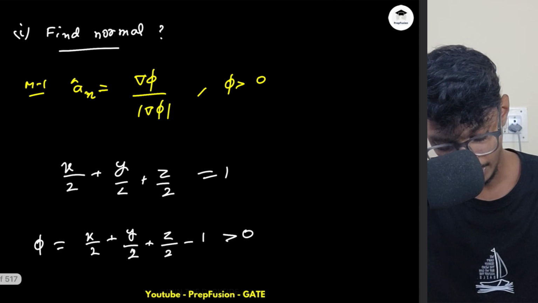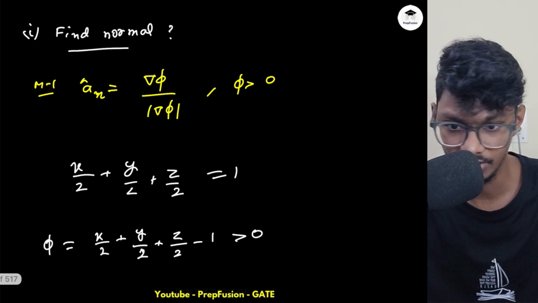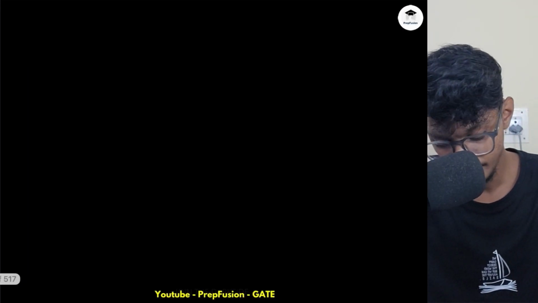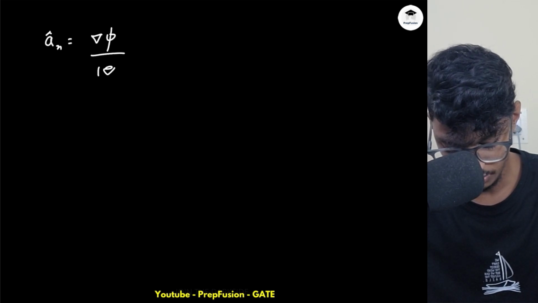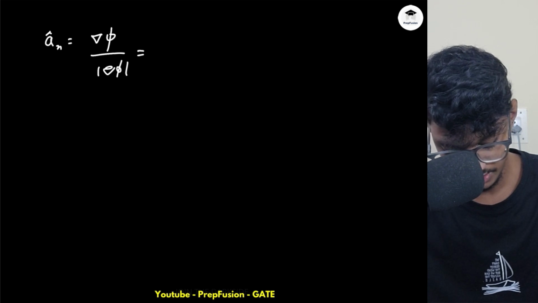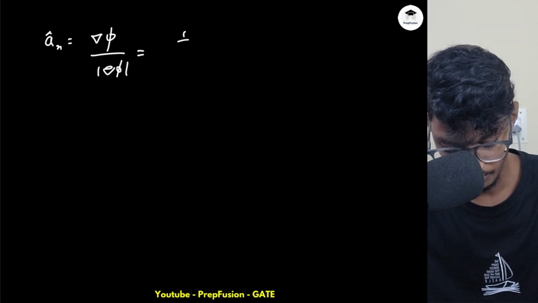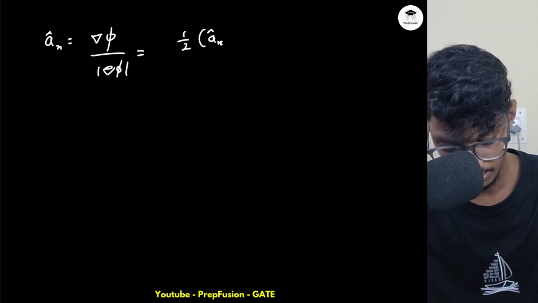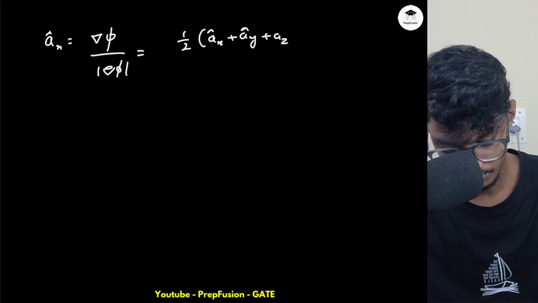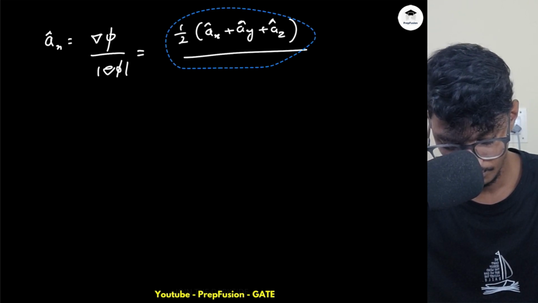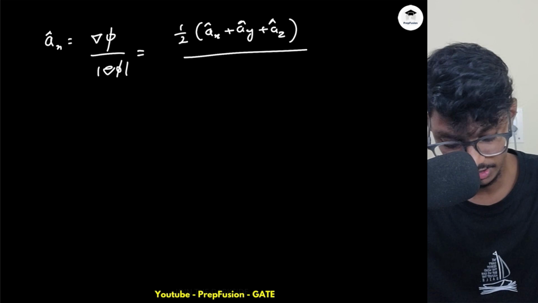So now I will find the gradient of this, so that I will get the normal vector. So n cap will simply be grad of phi divided by magnitude of grad of phi. So what is grad of phi? Simple, 1 by 2 will be outside, this will be ax cap plus ay cap plus az cap, divided by the magnitude. What is the magnitude of this?